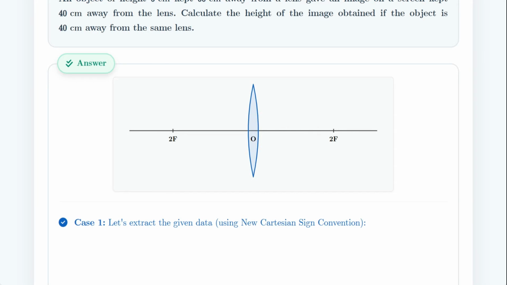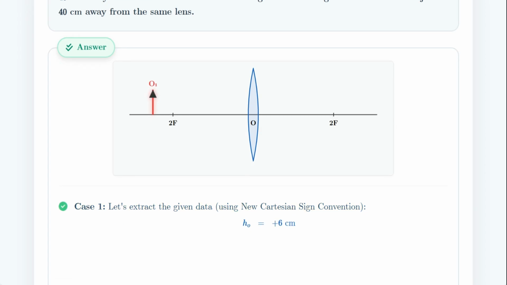Our first job is to extract the given data. To get full marks, we must strictly apply the new Cartesian sign convention. Let's do this carefully. First, the object height, HO. Since we always place objects upright above the principal axis, our height is positive 6 centimeters.